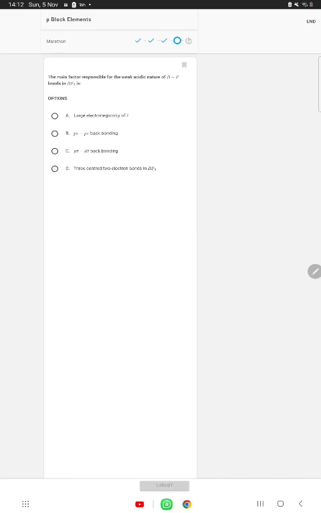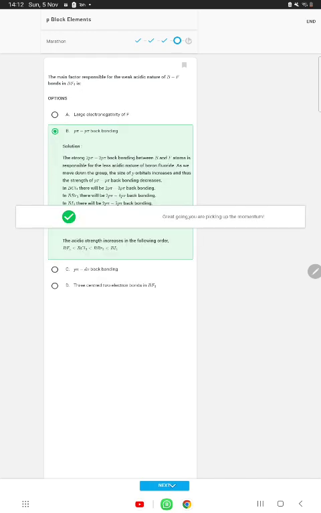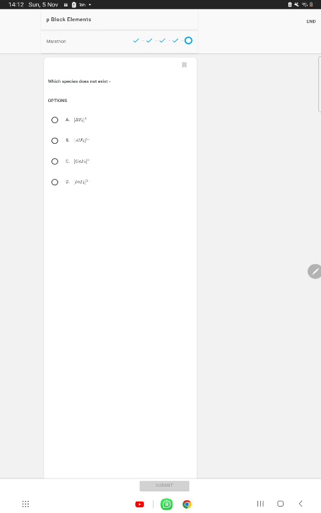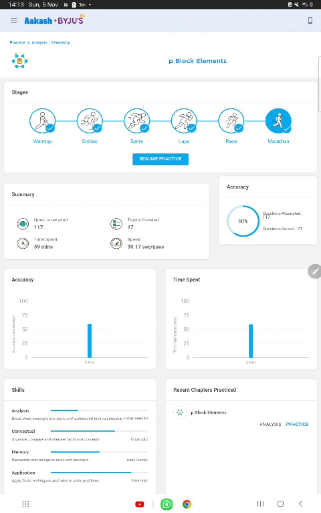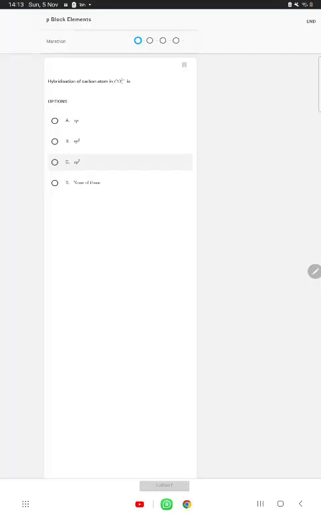The main factor responsible for the weak acidic nature of BF3 is p-pi back bonding. Which species does not exist? Boron cannot form 6 bonds, no? So it cannot exist. Hybridization of carbon, the same question they are asking again and again.